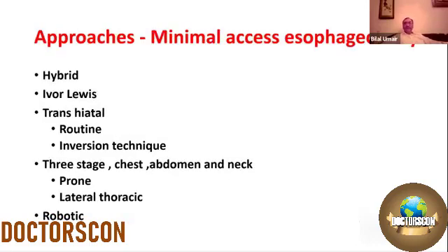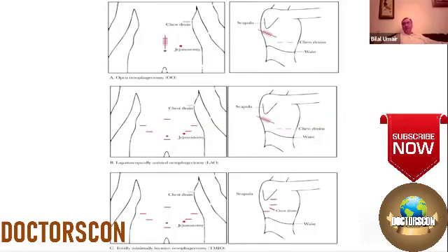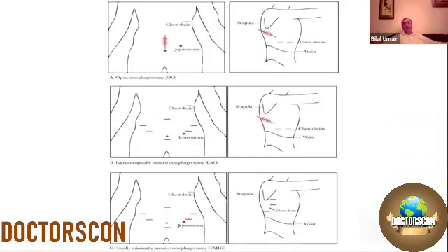As minimal access surgery came along, all these procedures like Ivor Lewis, transhiatal, three-stage, could all be done by a minimal access approach, even robotics. To compare, an open esophagectomy would be doing a laparotomy and a thoracotomy. A hybrid would be doing one part as a minimal access procedure and the other part as an open procedure. For example, do laparoscopic mobilization of the stomach, make a tube, go into the chest, do a thoracotomy, and then complete the procedure. Or doing everything by a minimal access approach in the chest as well as in the abdomen.